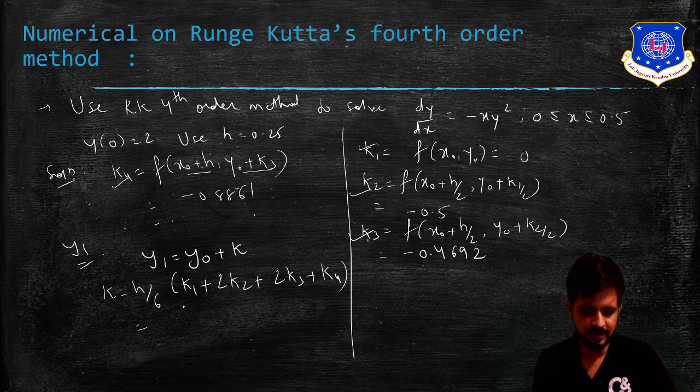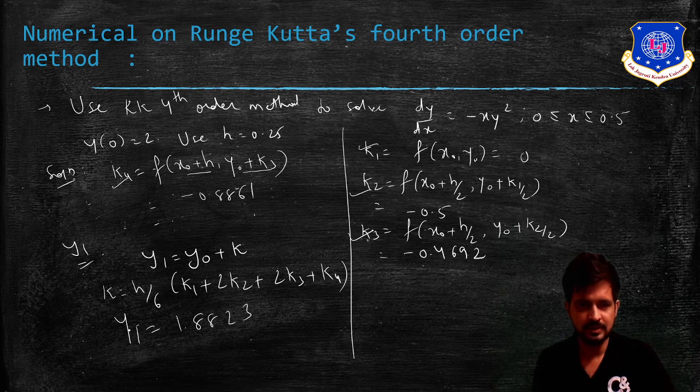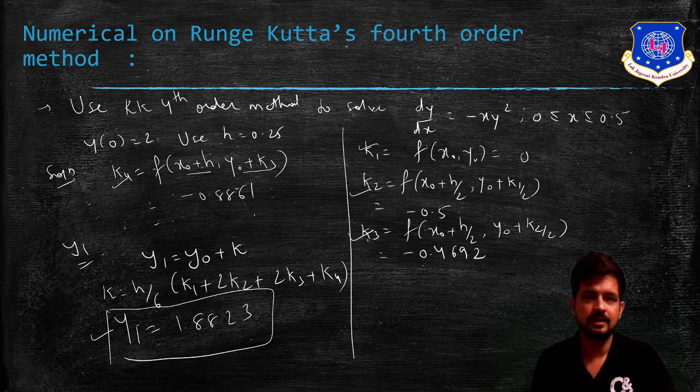So what is our k? After placing all these values, y0 plus k, my answer for y1 will be 1.8823. Now using x1 and y1, you have to find the value of y2.